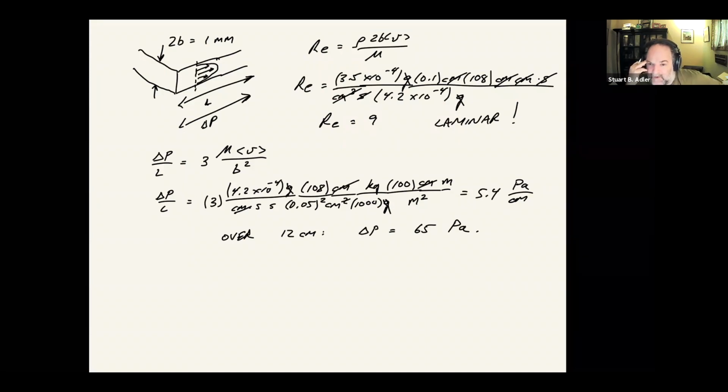An atmosphere is 100,000 pascals. So this is a very small fraction of an atmosphere. This is not a problem. We're going to be able to do this with some type of air blower, of the type that you have in your furnace. And maybe we might want the gap to be smaller, but with 1 millimeter, we're not going to have a problem, even with the fairly high flow rates that we're talking about here.